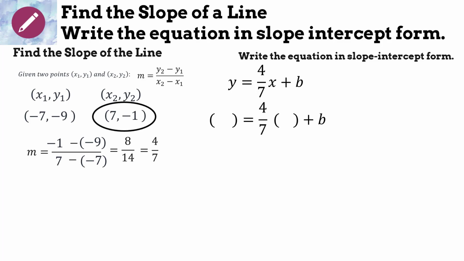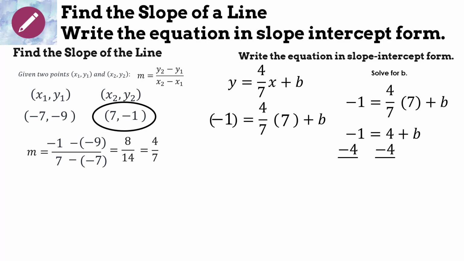I decided to do the second one again. We do know the y value, which is negative 1, from our ordered pair, and we do know the x value, which is 7, from the ordered pair. Now we're going to solve for b. 4/7 times 7 is 4. We need to solve for b. I'm going to subtract 4 from both sides, and b is negative 5.